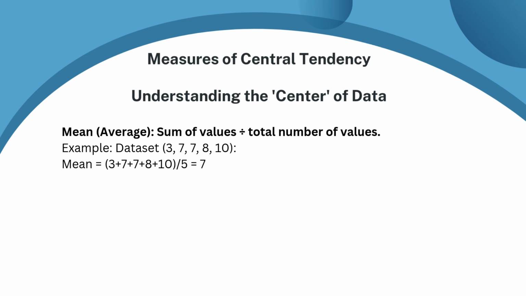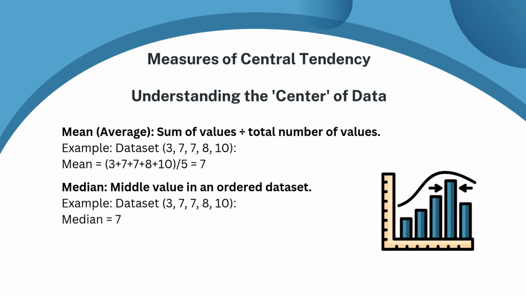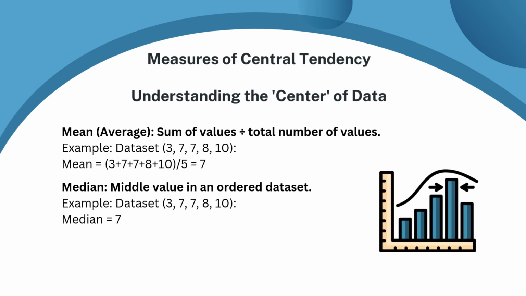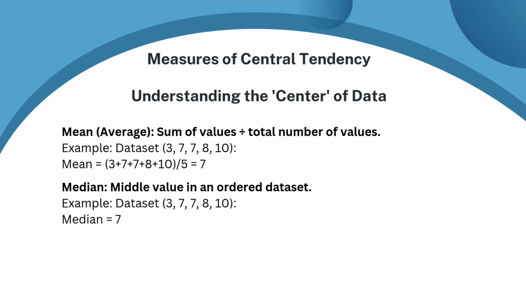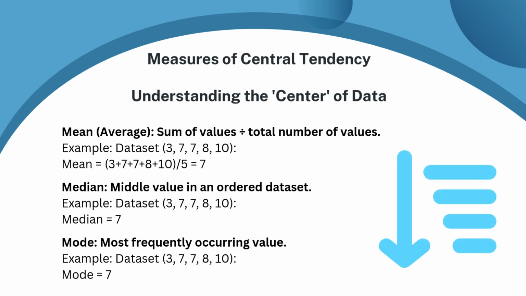Next is the median, which is the middle value when the data is arranged in ascending order. Using the same dataset, 3, 7, 7, 8, and 10, we see that the middle value is 7. So the median is 7. If there's an even number of values, the median would be the average of the two middle numbers. Finally, we have the mode, which is the most frequently occurring value in the dataset. For our example, 3, 7, 7, 8, and 10, the number 7 appears most often, so the mode is 7.